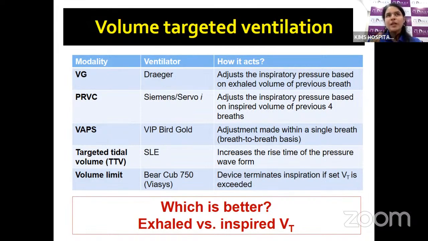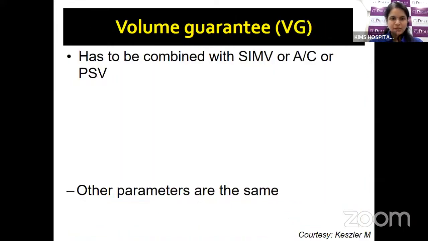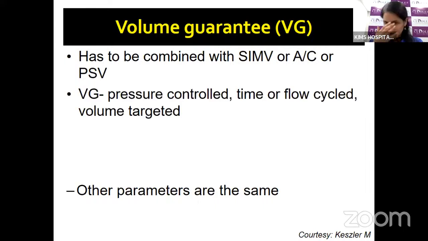Some can compensate for both high tidal volume and low tidal volume, whereas some can only adjust for low tidal volume. And some target exhaled, whereas others target inhaled tidal volume. We'll discuss the small differences in the coming slides. Now, volume guarantee, which we will take first, is not a standalone mode. It has to be combined with SIMV, assist control or pressure support ventilation. So you can have SIMV with VG, assist control with VG, or PSV with VG.